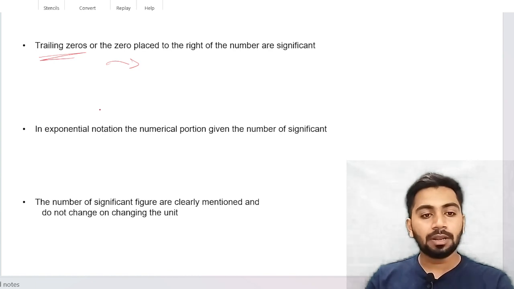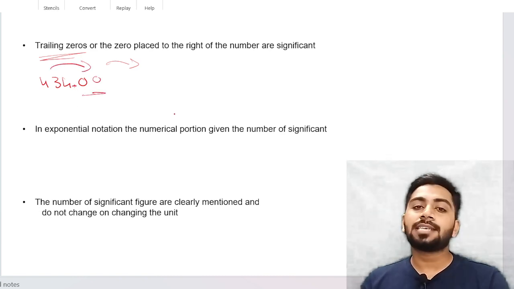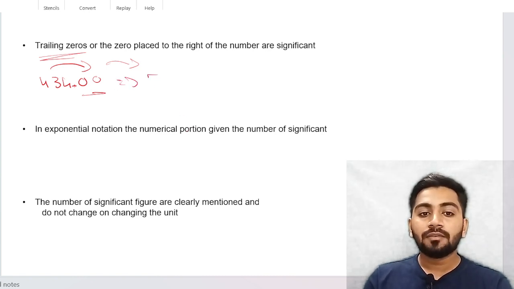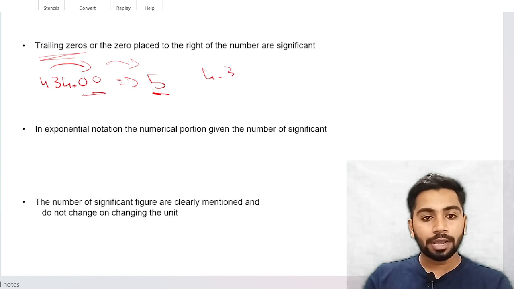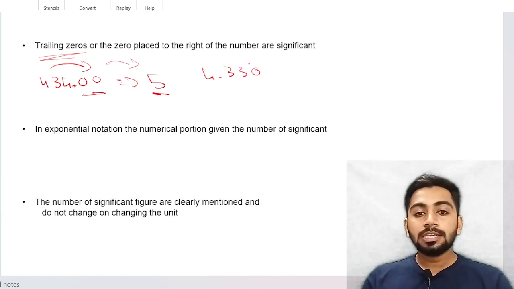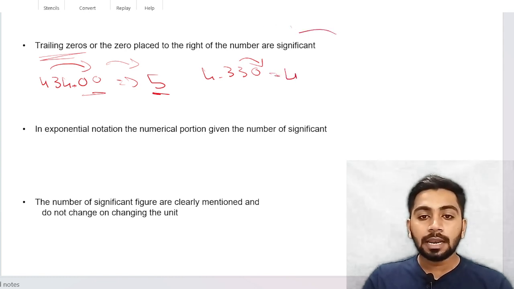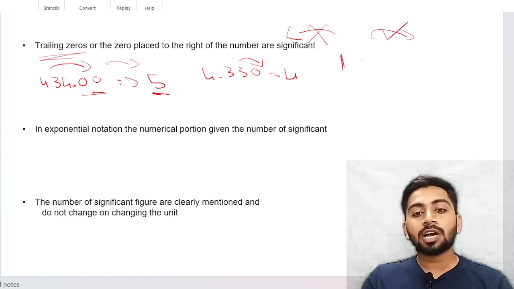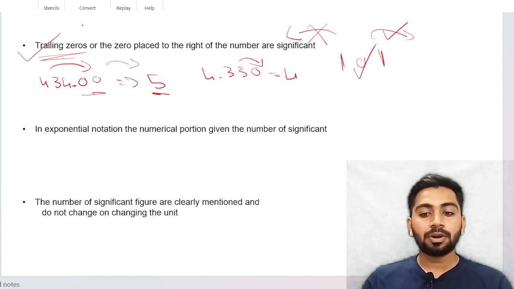See, I will take one example. For example, 434.00. Now these zeros are on the right side. This kind of zeros we will count. Now the significant figure becomes 5. Now one more example. Here also zero is on the right side, so we will count. When zero comes on the left side, we never count. When zero comes on the right side, we will count. When zero comes in between two significant digits, we will count. 4 easy properties, over.